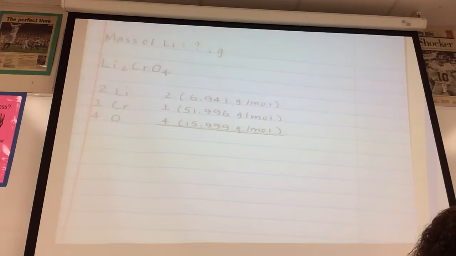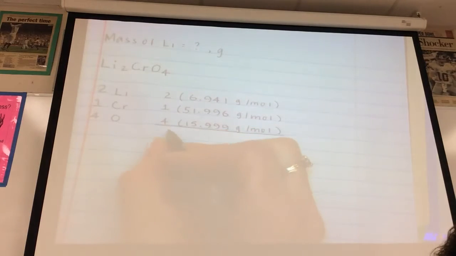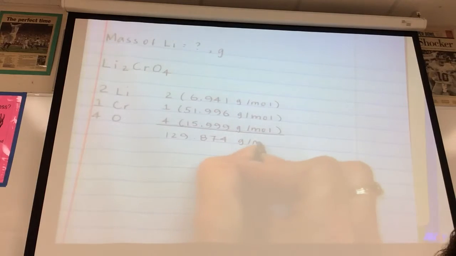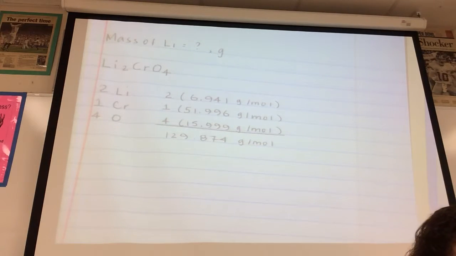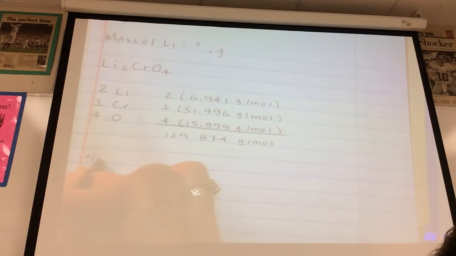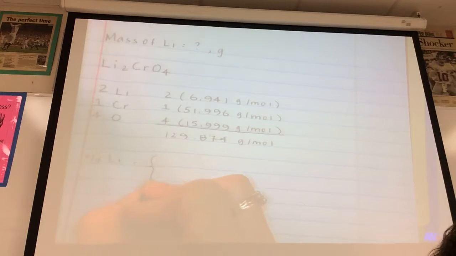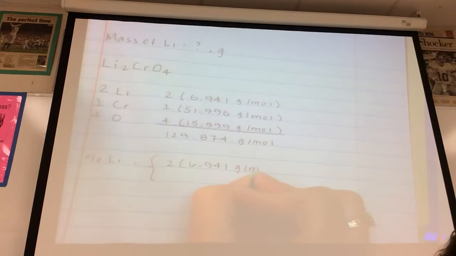So we have 2 times 6.941 plus 51.996 plus 4 times 15.999, and that is 129.874 grams per mole. And how would I get the percent of lithium first? You do 2 times 6.941 over the total, 129.874. And when you say the total, what is that called?